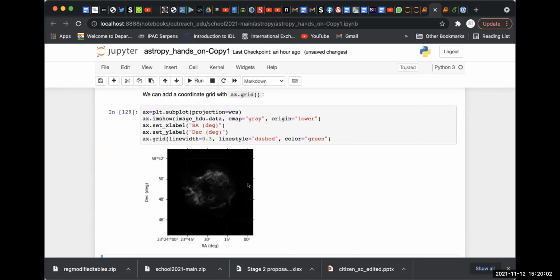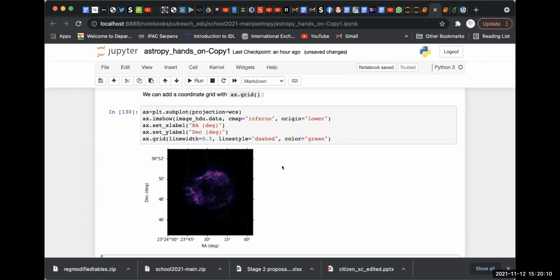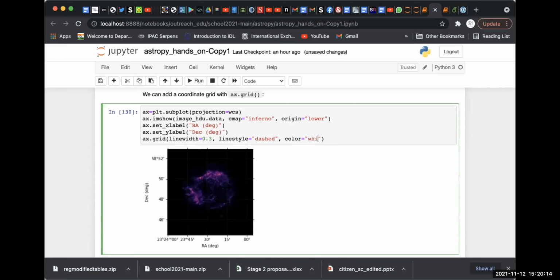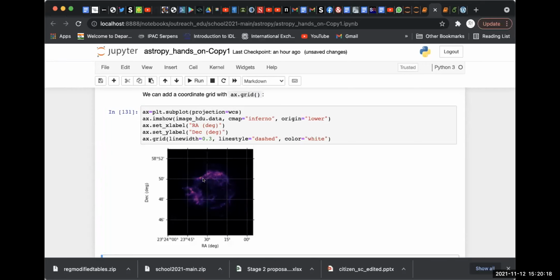And when I run it, we can't see this. I think I'll change this color map. Green is not showing, it's too black. So I'll instead make this white only. White will show. Yeah, so you all can see these grid lines which are in this image.